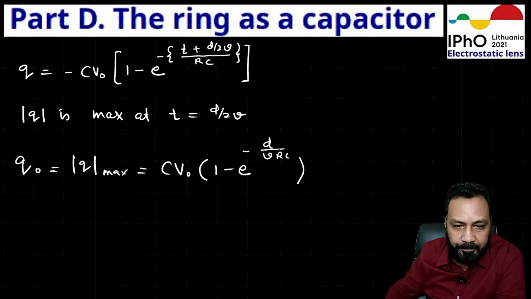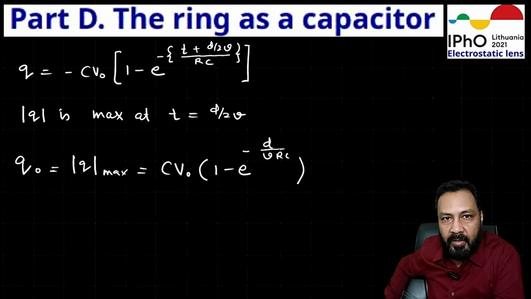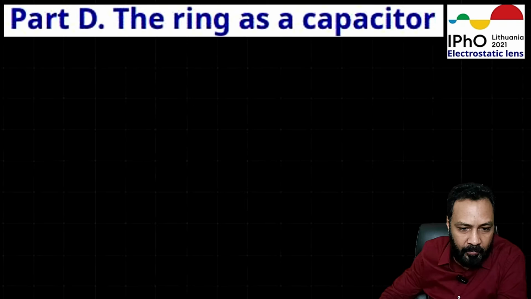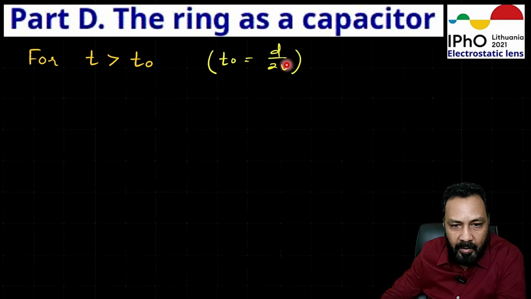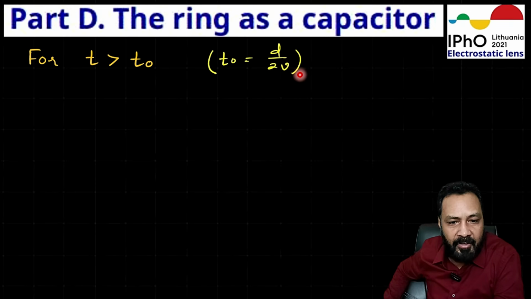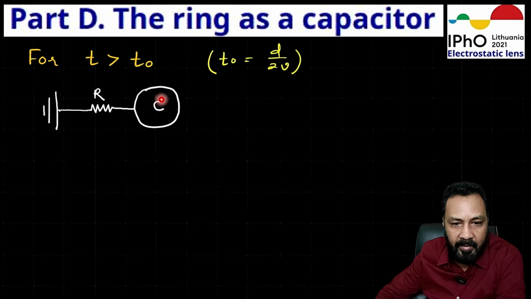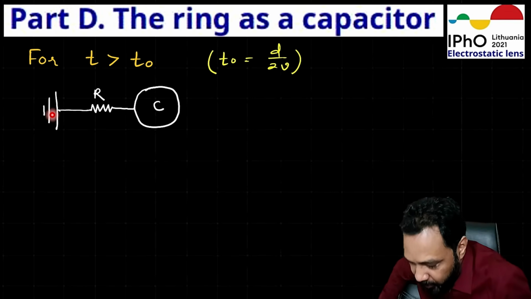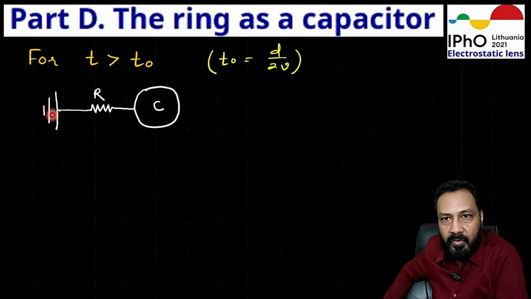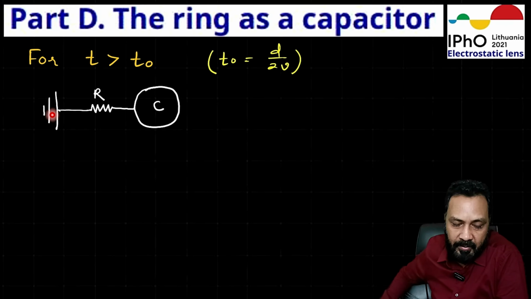Then after that, when it leaves, the battery will be disconnected and that resistor will be connected to ground, that will be discharging. So for the discharging part, let me say that this t naught is d by 2v when it leaves the active region. That time is t naught. For t greater than t naught, the circuit would be like that. The capacitor ring and resistor are directly connected to ground. That is normal discharging. If I count my time from here, the charge would be whatever charge we call Q naught. It will be simply Q naught e to the power minus t by tau, or t by RC.